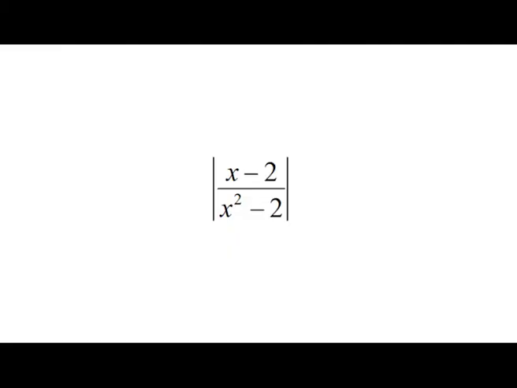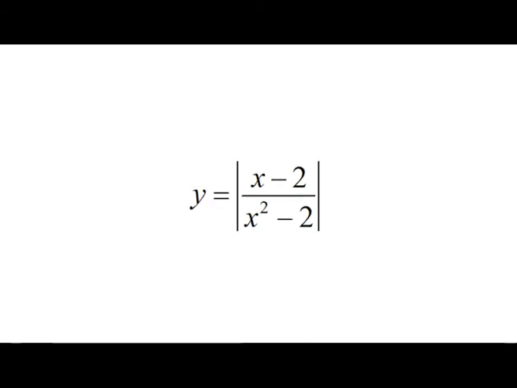As an example, since absolute value of x minus 2 upon x square minus 2 is a composite of absolute value and a rational function x minus 2 upon x square minus 2, y equal to absolute value of x minus 2 upon x square minus 2 is continuous at every x for which the denominator is different from 0.